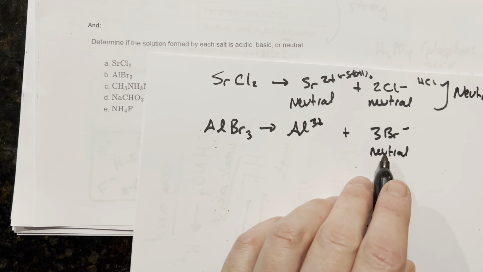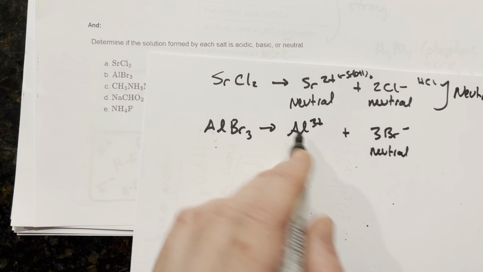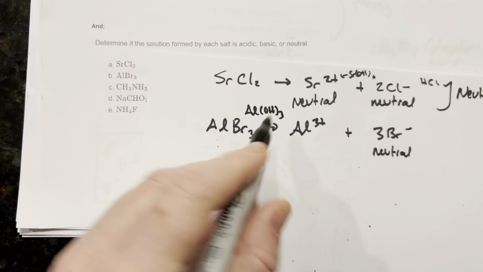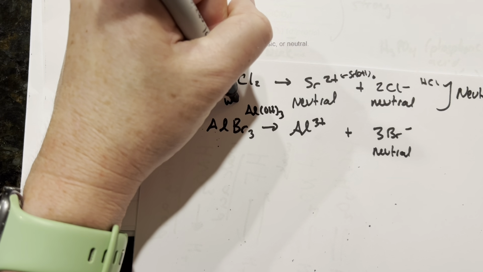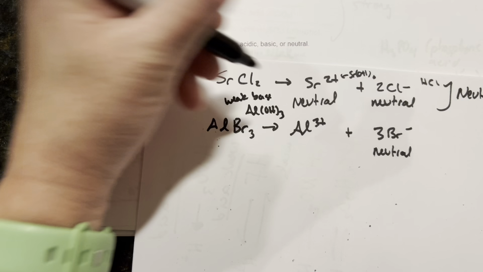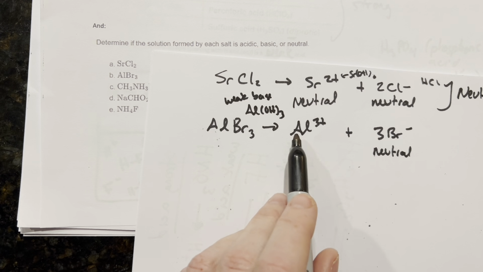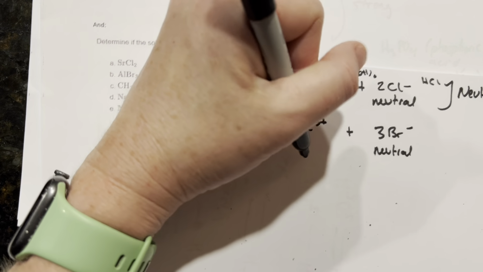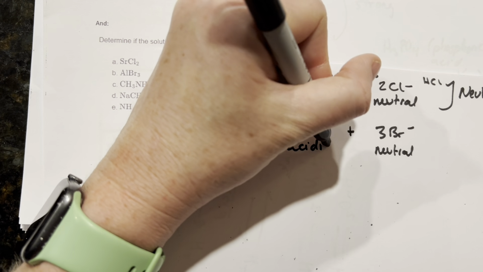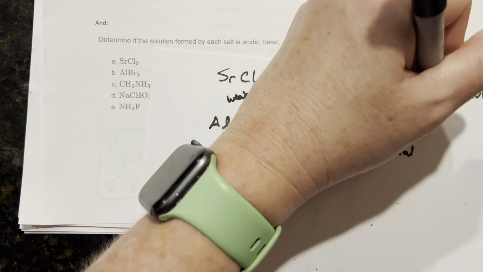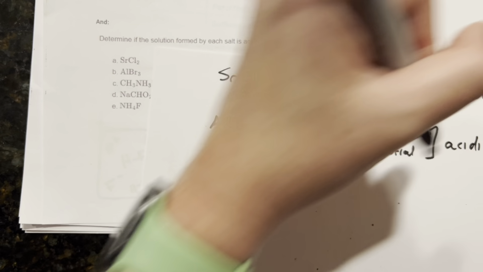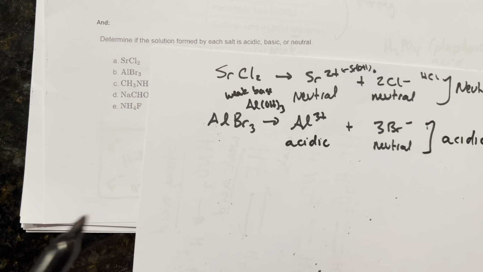All right, so over here we have bromide, which is neutral, and we have this. This is coming from aluminum hydroxide. Remember, aluminum hydroxide is a weak base. If we have the remnants of a weak base, what that means is that this is going to act slightly acidic. So overall, this is going to be acidic. If you take aluminum bromide and you put it in water, it'll actually act as a weak acid.